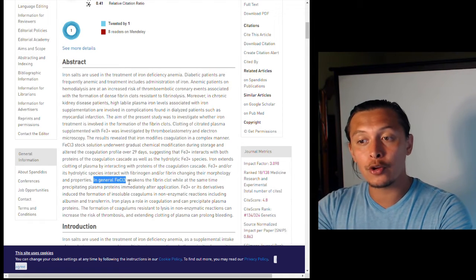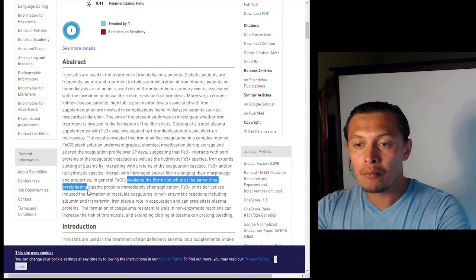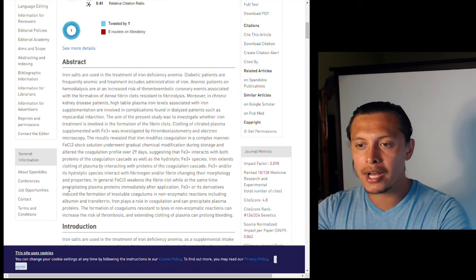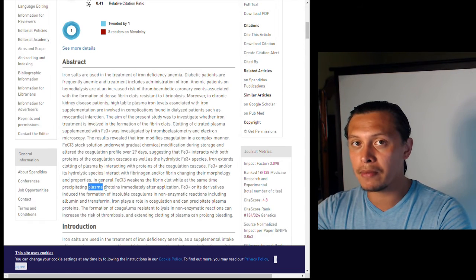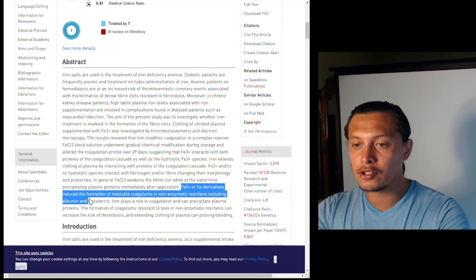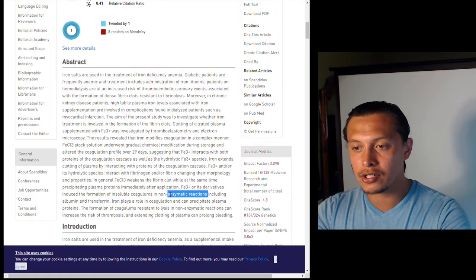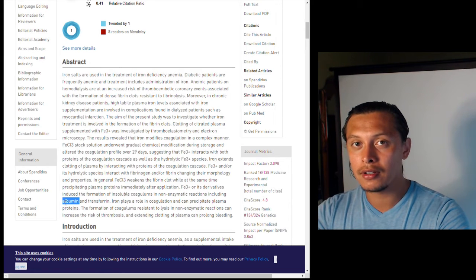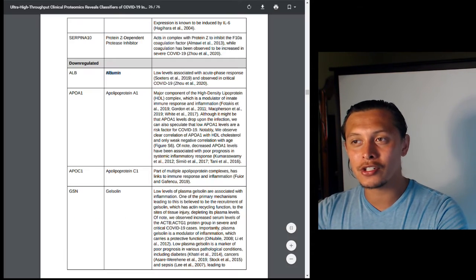So in general, iron or ferric chloride weakens the fibrin clot while at the same time precipitating plasma proteins immediately after application. Precipitating plasma proteins. What is a plasma protein? Oh, albumin. Albumin in and of itself might be getting precipitated by this iron 3 plus. So iron 3 plus or its derivatives induce the formation of insoluble coagulums in non-enzymatic reactions. Interesting. Including, what is this? Albumin and transferrin.